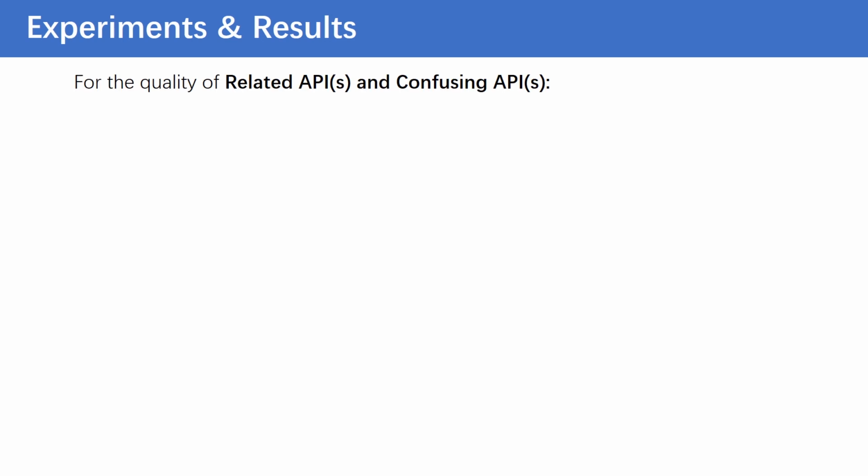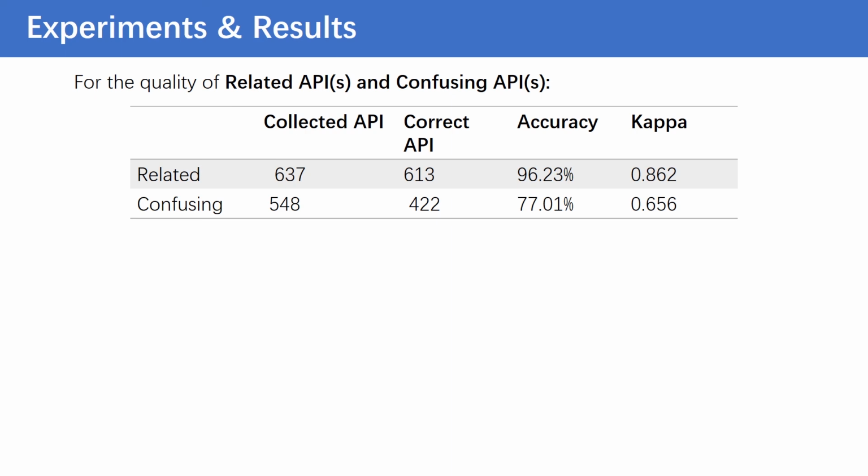For the quality of identifying related APIs and confusing APIs, our method can almost perfectly identify related APIs. The accuracy of identifying confusing APIs is also acceptable, but it is more challenging, partially due to the code informality on Stack Overflow, and partially because of the vague definition of confusing.